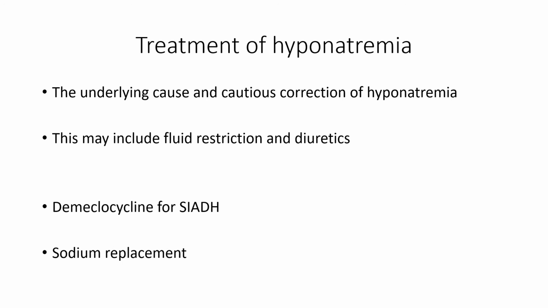The treatment of hyponatremia: we have to treat the underlying cause and cautiously correct the hyponatremia. This may include fluid restriction and diuretics, demeclocycline for syndrome of inappropriate antidiuretic hormone secretion, and the condition may require sodium replacement.